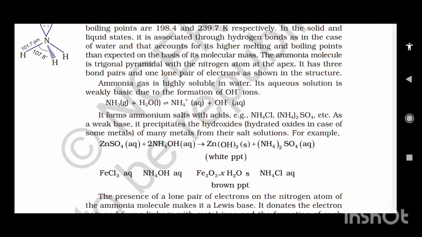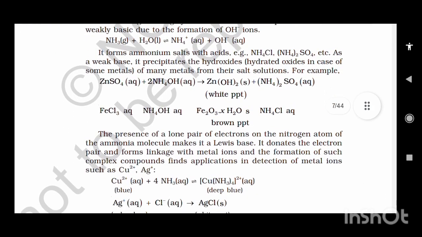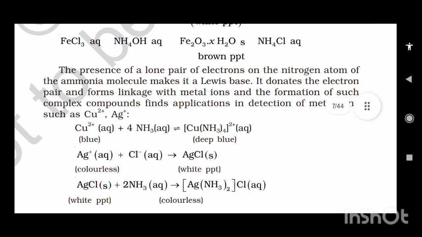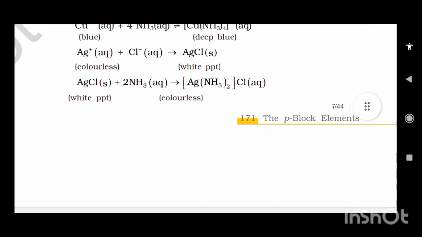As a weak base, it precipitates the hydroxides of many metals from their salt solutions. For example, the presence of a lone pair of electrons on the nitrogen atom of the ammonia molecule makes it a Lewis base. It donates the electron pair and forms linkages with metal ions, and the formation of such complex compounds finds applications in the detection of metal ions such as Cu²⁺ and Ag⁺ ions.